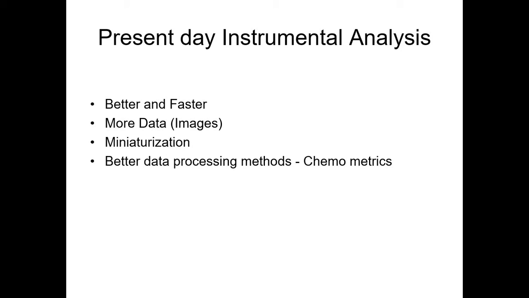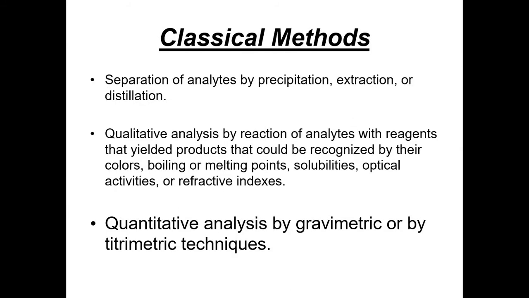It's what we call instrumental analysis because we now use high-tech instruments. The advantages of those are that they are better and faster. They could produce more data in just a small amount of time. Miniaturization, so of course you only need that one machine and it could already produce a lot of things. And of course it could give you better data processing methods. That's what we call chemometrics. It's like the statistics in analytical chem. That is for instrumental. We also have classical methods.